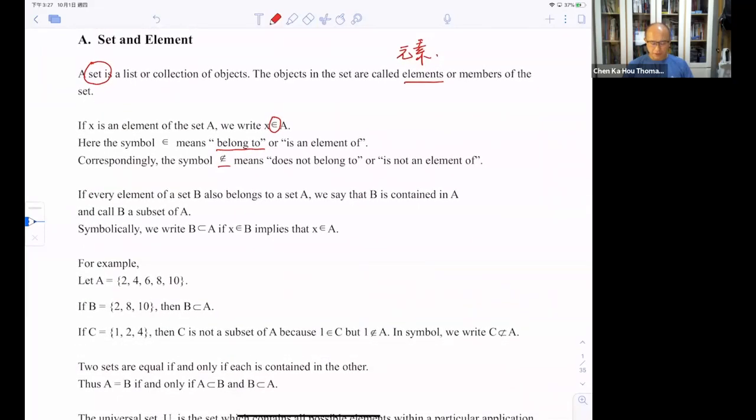Another is: if every element of a set B also belongs to set A, we say that B is contained in A, or B is a subset of A. In Chinese it is called 子集. The symbol is this. Now don't mix up this symbol and this symbol. This one is for an element belonging to a set. This one is for a set and its subset.